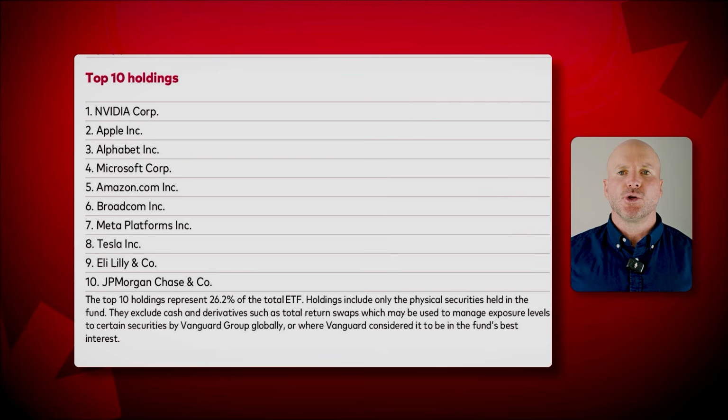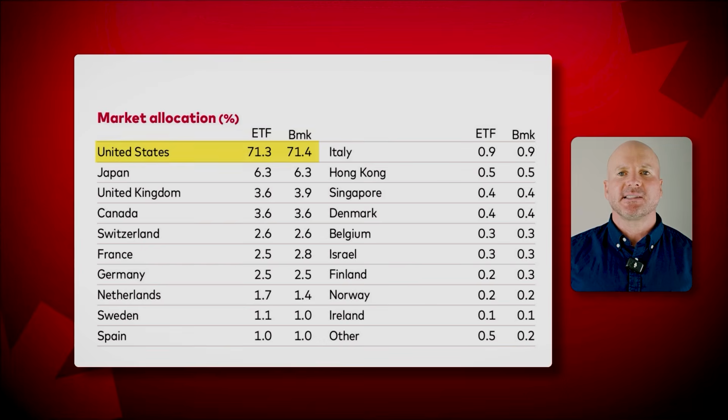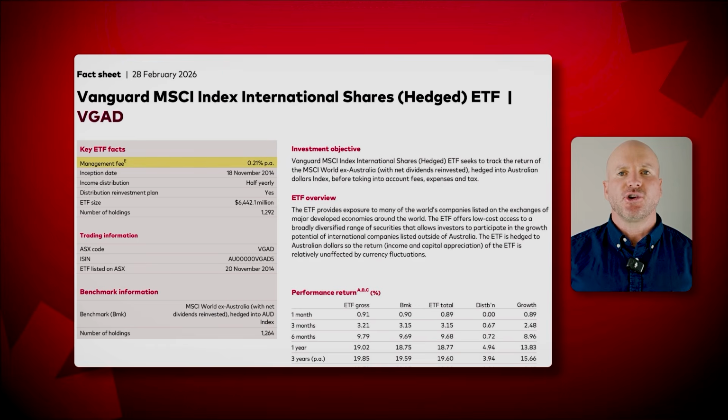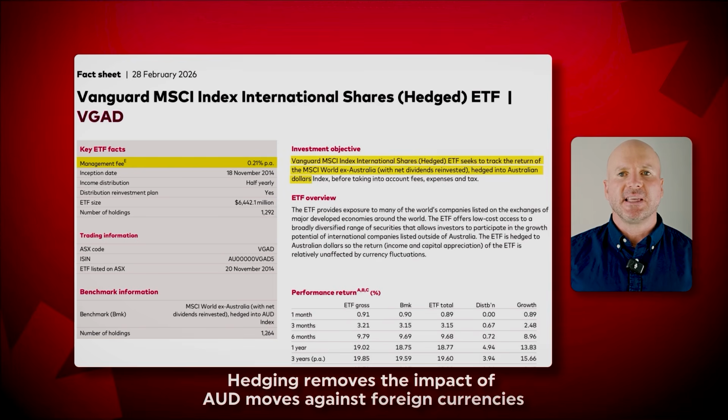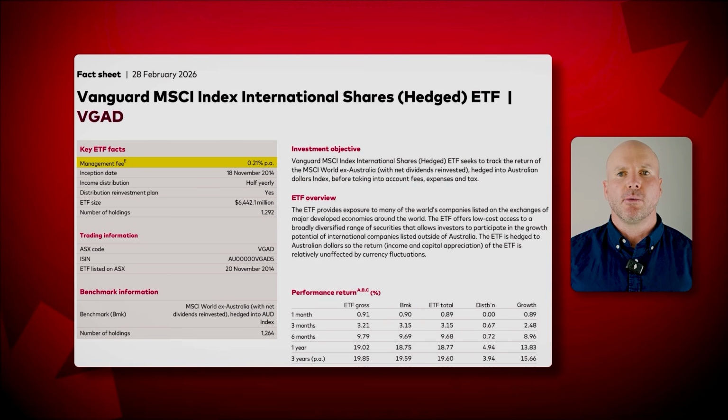If you look at the holdings, you will see the global mega caps like Apple, Microsoft, and Nvidia. The US makes up more than 70% of the fund, so while VGS gives you broad market exposure, it comes with a heavy US weighting. Then there is the VGAD at 0.21%, which is the currency hedge version of VGS. Hedging removes the impact of the AUD moves against foreign currencies. Whether you hedge or not is a real portfolio decision. It reduces currency volatility, but also adds cost and complexity. It is not automatically better or worse.